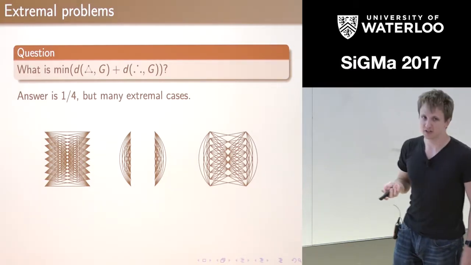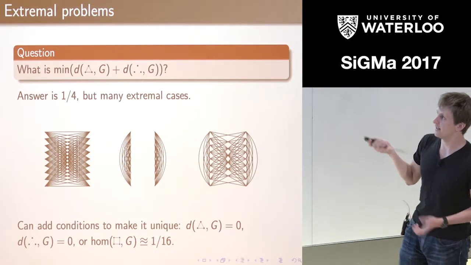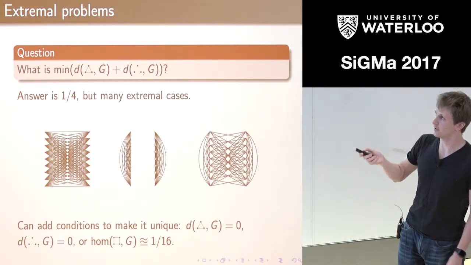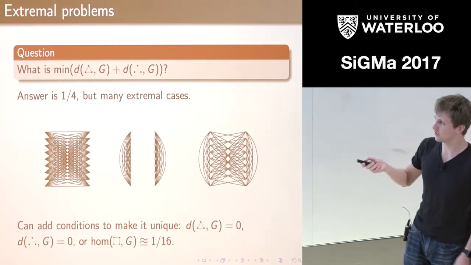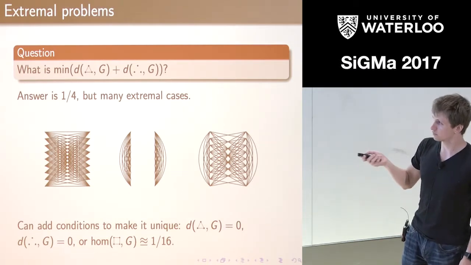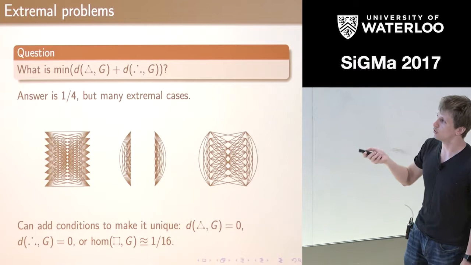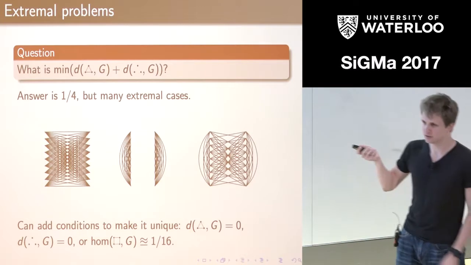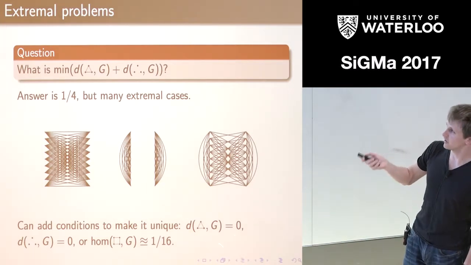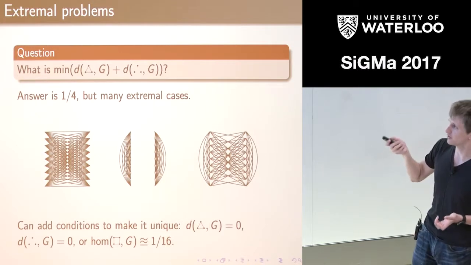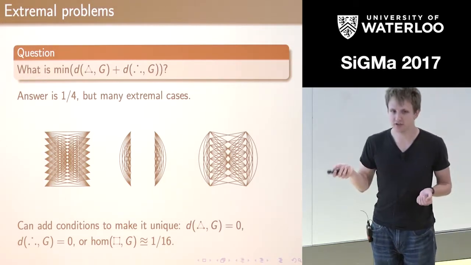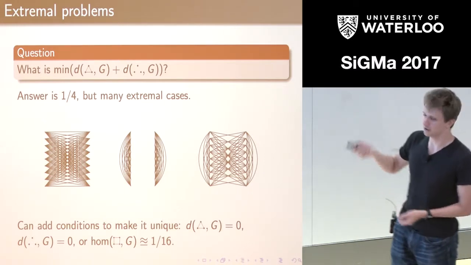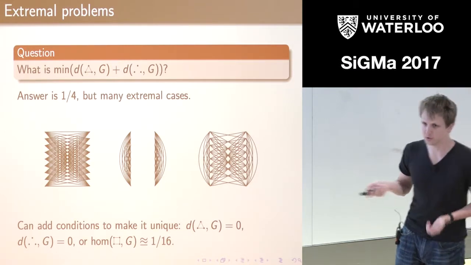So again, there are many extremal cases, but we can again add conditions to make it unique. If we fix the triangle count to be 0, then we get the complete bipartite graph. If we fix the empty triangle count to be 0, then we get the 2 cliques. Or if we fix the homomorphism count, which can be expressed in terms of the induced counts, to be 1/16, then, as was mentioned, that forces the structure at least to look like a random 1/2 graph, which isn't a single graph, but if the number of vertices is large, then 1/2 random graphs look similar.